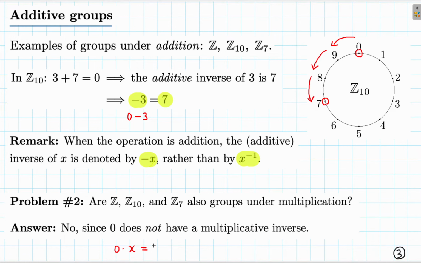That cannot happen, and therefore 0 does not have a multiplicative inverse in Z, Z10, or Z7, and hence those are not groups under multiplication. They're just groups under addition only.